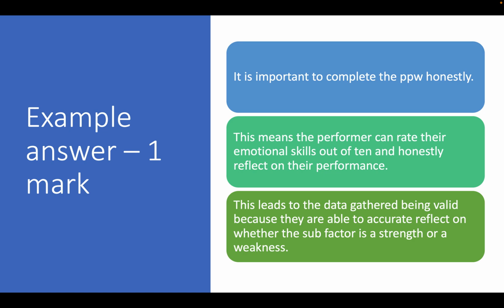The first thing we're going to do is identify something. We're then going to give the implication, so what that means, and we're going to expand upon what we've picked out. And then we're going to give the impact. What's the result that's going to have on the data that we have gathered? So this person has said it's important to complete the PPW honestly. So that's our identification. The middle part, this means that performer can rate their emotional skills out of 10 and honestly reflect upon their performance. What's the impact this is going to have? Well, this leads to the data gathered being valid because they are able to accurately reflect on whether or not the sub-factor is a strength or a weakness.